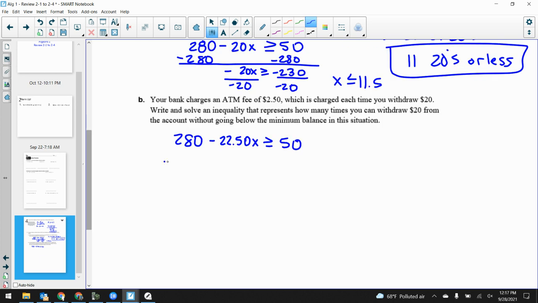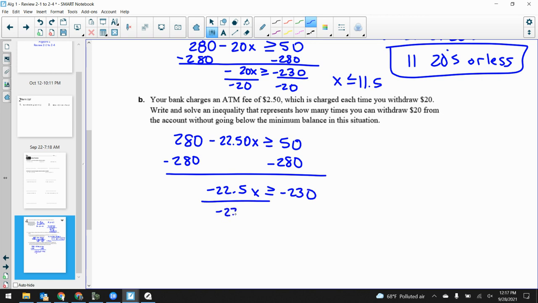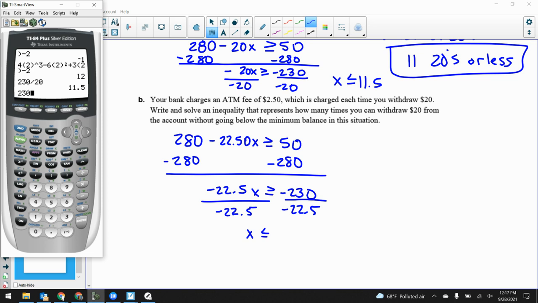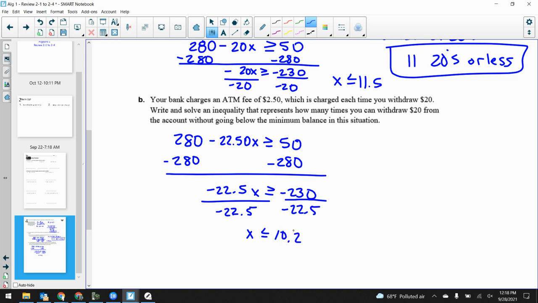Now I subtract away the 280. That's negative 22.5x is greater than or equal to negative 230. And now I want to divide by negative 22.5. So x is less than or equal to 230 divided by 22.5. And that gets me 10.2 repeating. So what's my answer now? How does my answer change now? How many 20s can I withdraw? 10 or less now. I can only withdraw 10 or less.